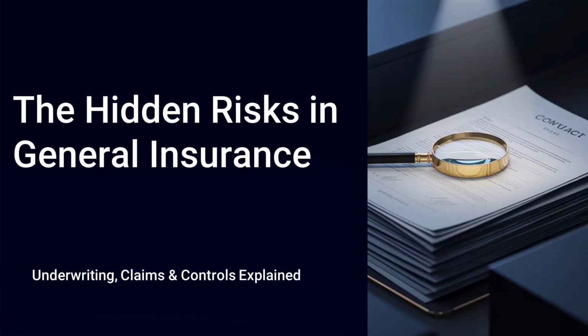Today we're opening the lid on general insurance, also known as property and casualty insurance, and looking at what can go wrong inside these supposedly simple products. We'll cover underwriting, reserving, claims, and the control mechanisms you need in place to keep your P&C portfolio stable.